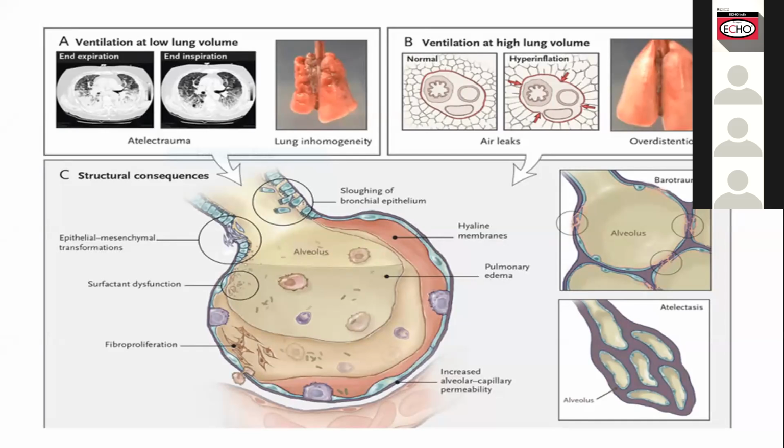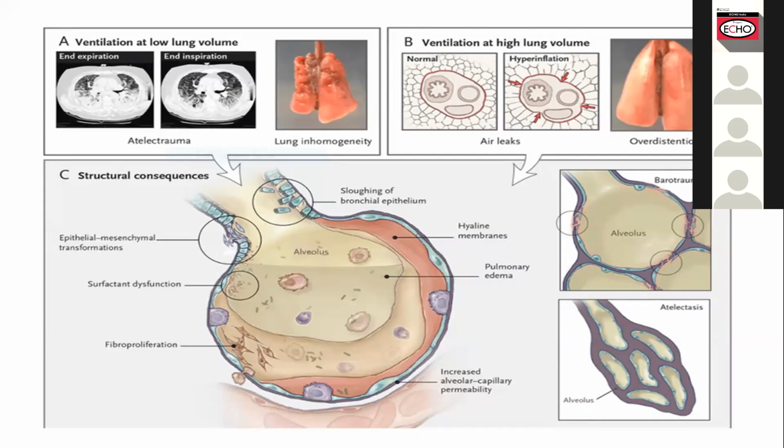during end expiration, they have a kind of atelectasis. The alveoli are collapsing, and at the end of inspiration there is minimal distension of the alveoli, but it's not going to be enough to recruit the lung for better gas exchange. When you are delivering high lung volume, like when you are using CPAP or an endotracheal tube, there is over distension of alveoli, and you can have air leaks.